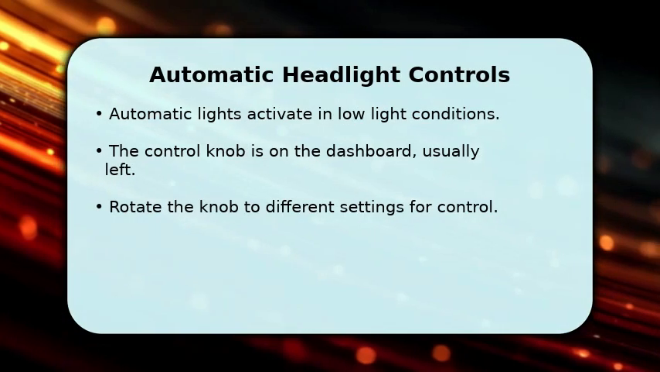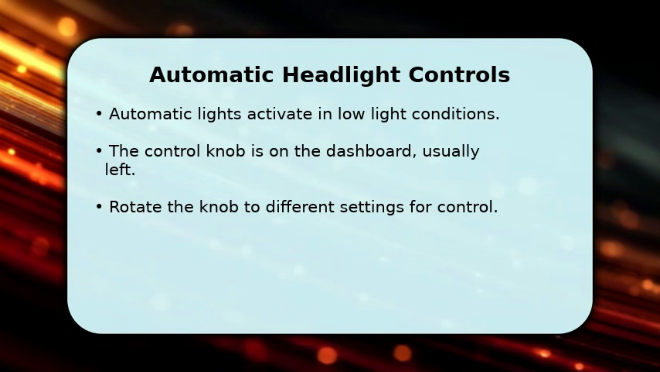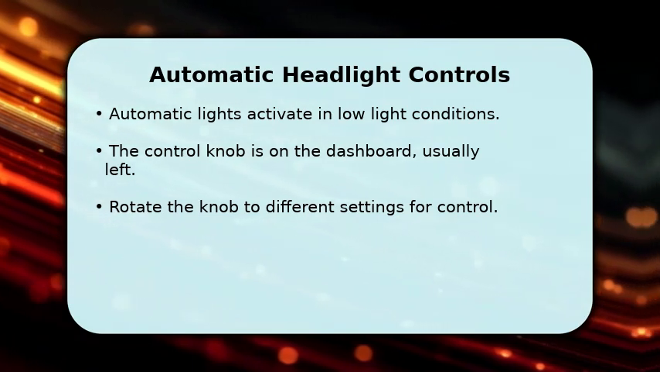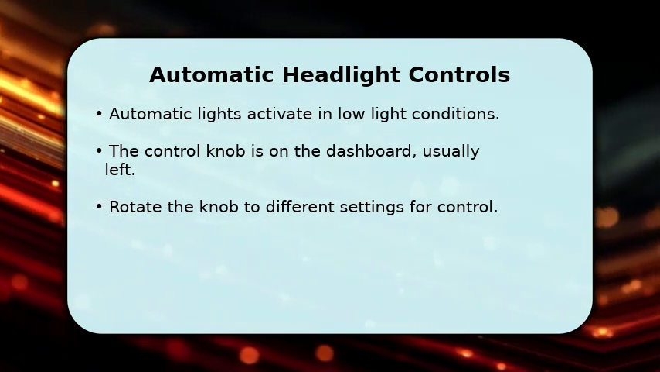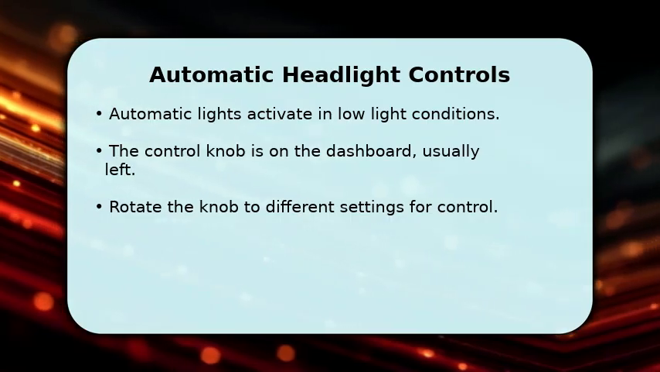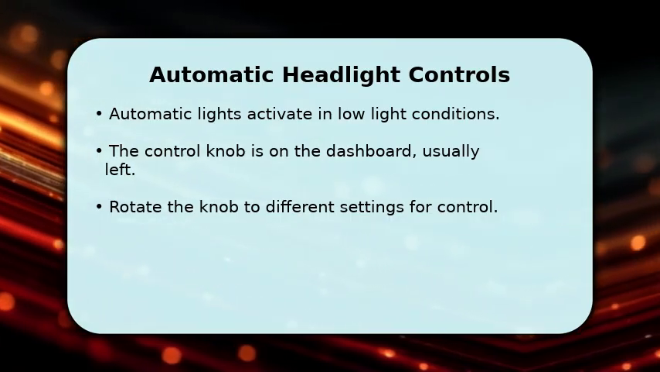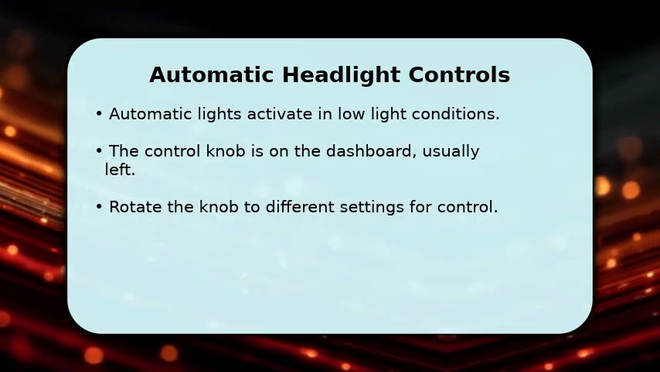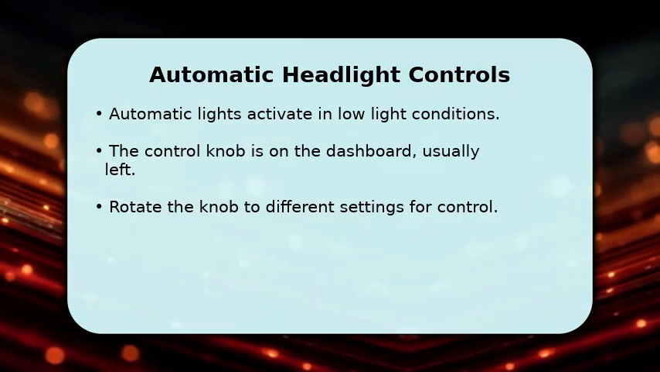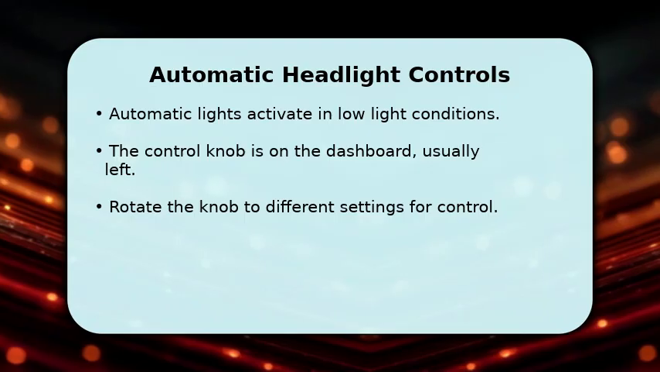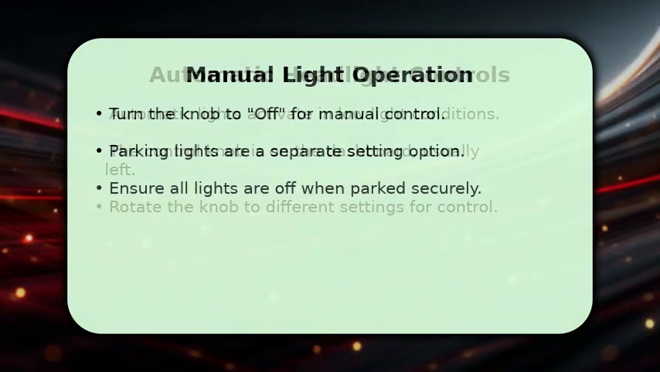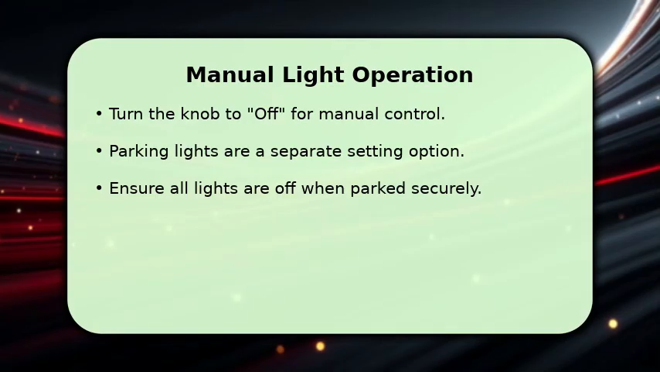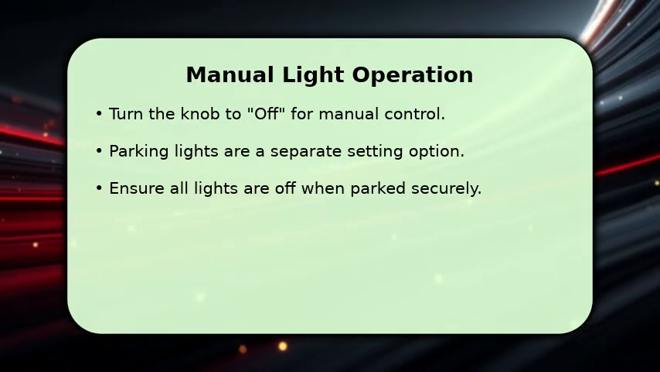Your Ford Ranger often has automatic headlights that turn on when it gets dark. The main control knob for your lights is typically located on the dashboard, to the left of the steering wheel. You can rotate this knob to select various settings. The auto position allows your vehicle to manage the headlights for you based on ambient light conditions. To manually turn off your headlights, rotate the control knob to the off position.